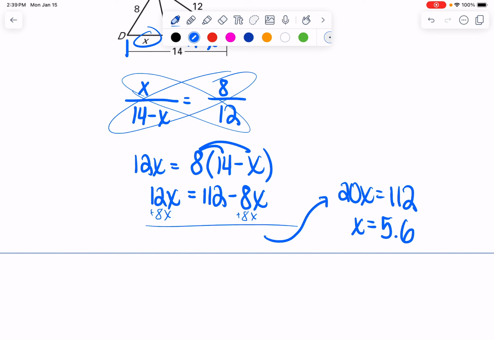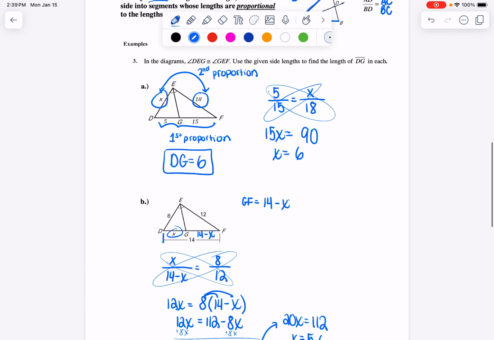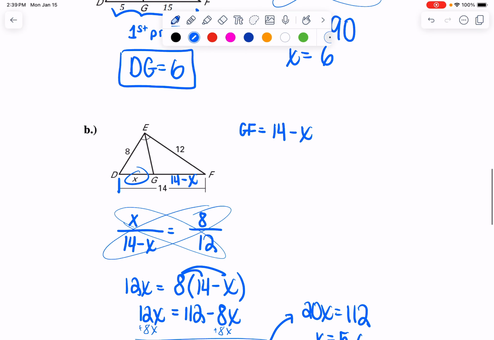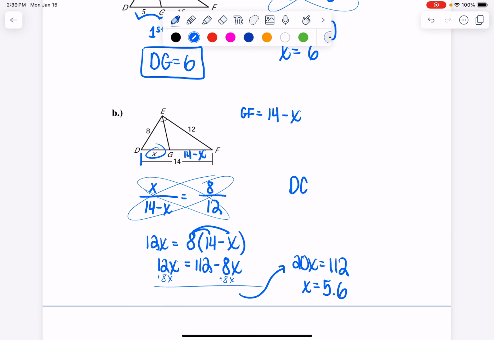Okay, so make sure you look back at what the question's asking. The question was asking you to find the length of DG. DG was x, so in other words, DG is 5.6.